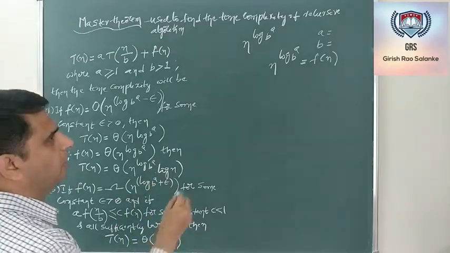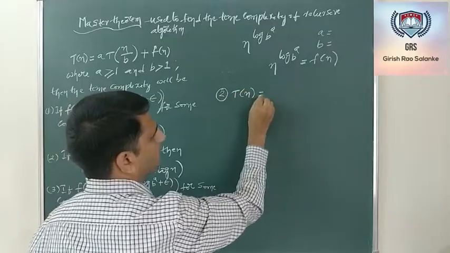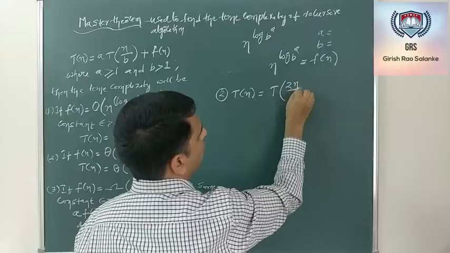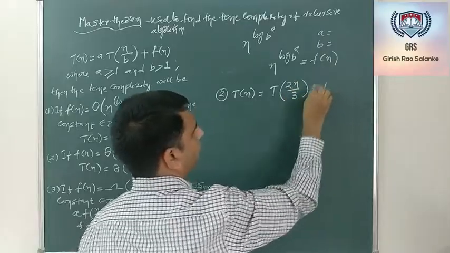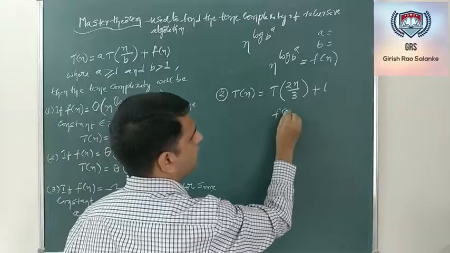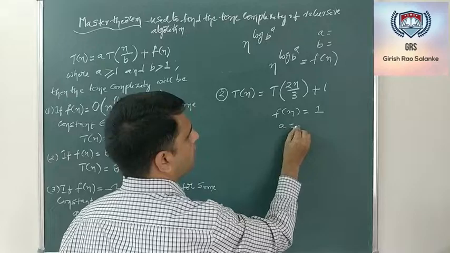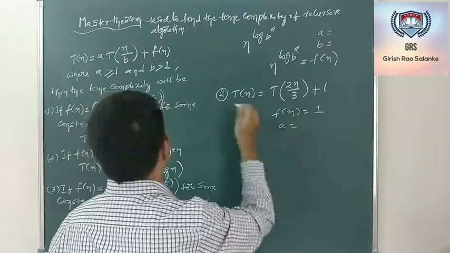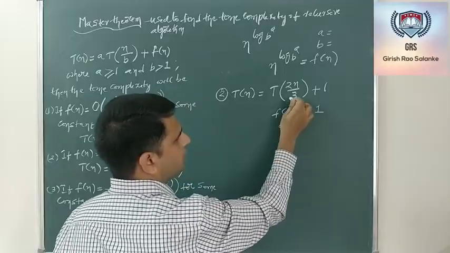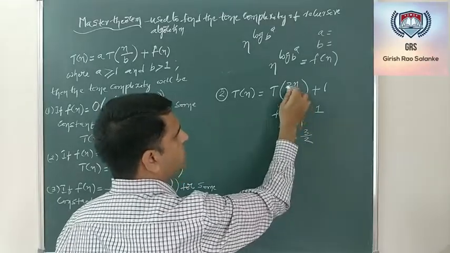Now let's take one more example here. Second example: let t of n be equal to t of 2n by 3 plus 1. Now, what is my f of n here? f of n is 1, a constant. Now what is the value of a? If you compare, a is 1, and b is equal to 3 by 2. It is not just 3, it is 3 by 2.